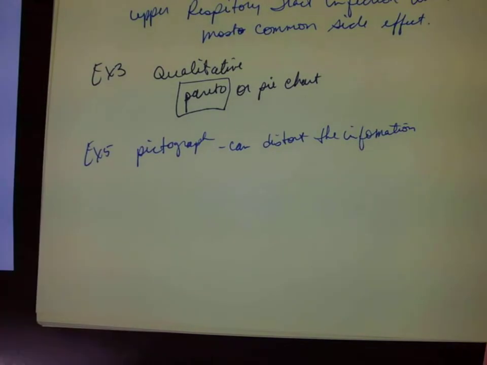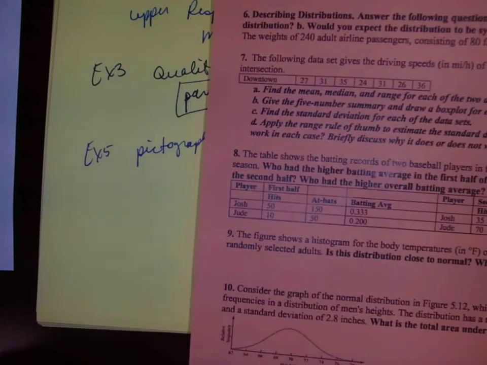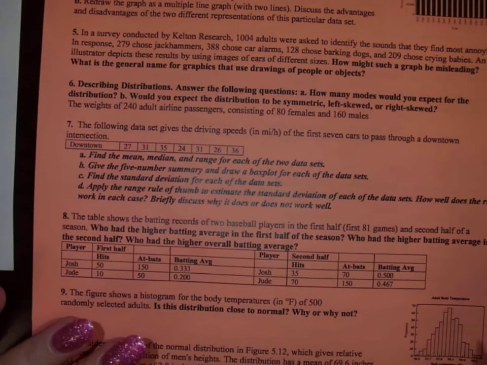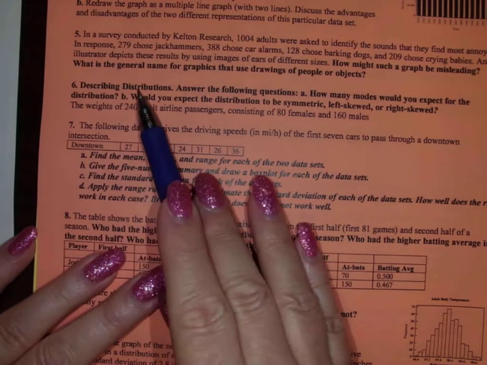And I realize I did not write anything down on number 4, but I think it was pretty clear on what it was. All right, so it's just going to distort it. Pictographs are not a great way to show what you're trying to show with data and things like that. All righty, number 6, describing distributions.